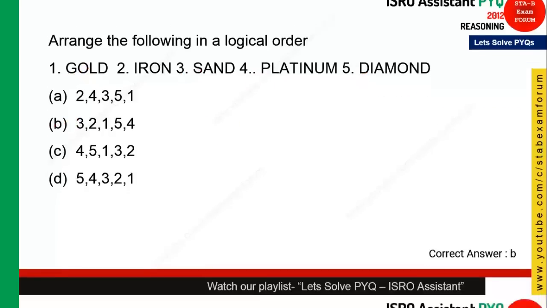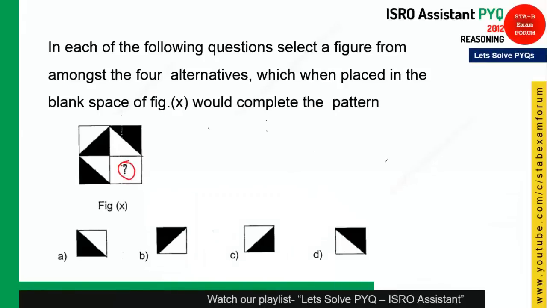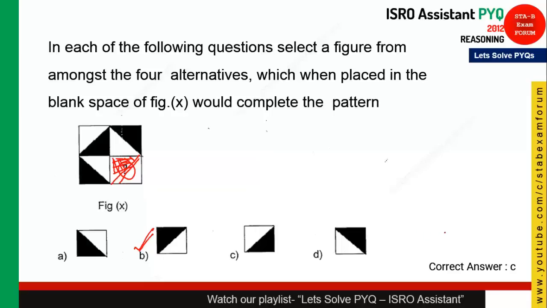Okay, let's see the next question, and I think this is the last question. In the following question, you need to complete the pattern for this question mark. Okay, so as you can see, in order to fill this pattern, this square filling should be like this. So this pattern will be completed. So out of these 4 options, option B is the right answer. This is not C, it is B.